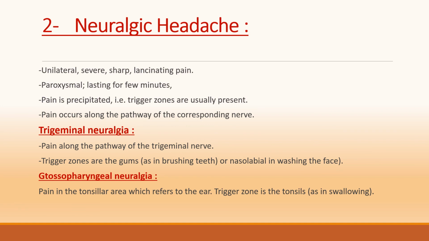Neuralgic headaches. Unilateral, severe, sharp, lancinating pain. Paroxysmal, lasts for a few minutes, and the pain is precipitated or triggered by trigger zones. Pain occurs along the pathway of the corresponding nerve. In trigeminal neuralgia, pain is along the pathway of the trigeminal nerve, and the trigger zones are the gums, as in brushing teeth, or nasolabial in washing the face. Glossopharyngeal neuralgia, the pain is in the tonsillar area, which refers to the ear. The trigger zone is the tonsils with swallowing.